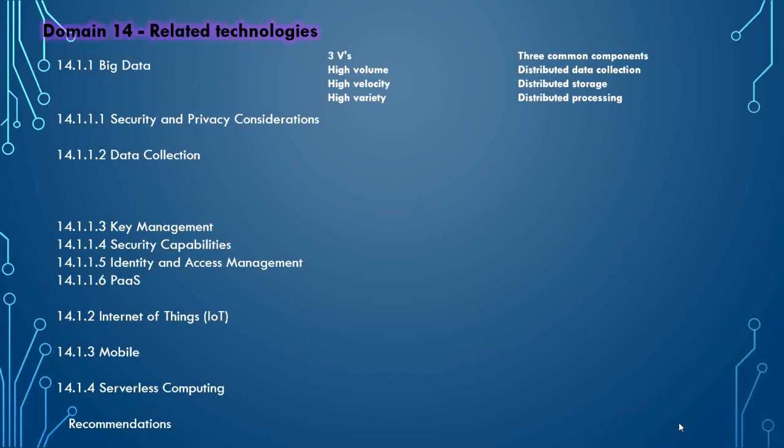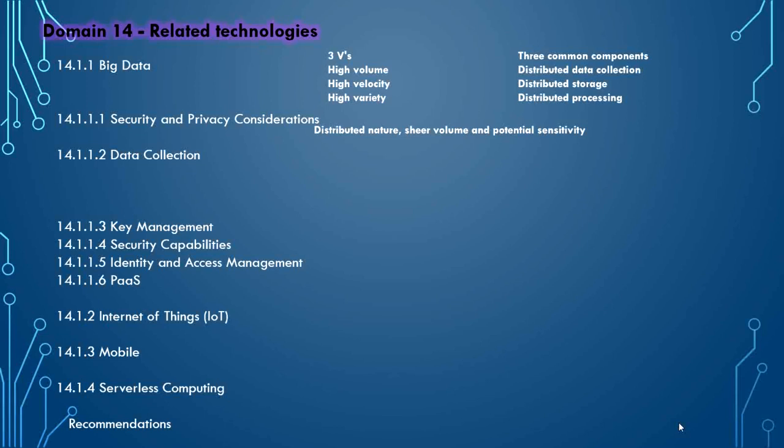1. Security and privacy considerations. Security and privacy are typically high priorities, but are challenged by a patchwork of different tools and platforms. 2. Data collection. Data collection can be done in volume storage, but you need to maintain the security here. 3. Key management. Key management is already covered in previous modules. Can you recall the 3 parts of a key management system?